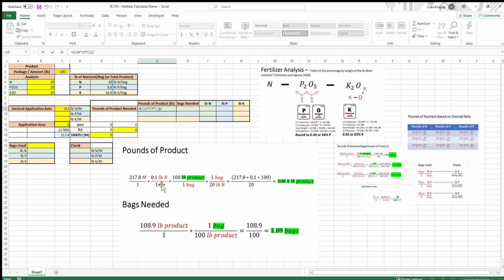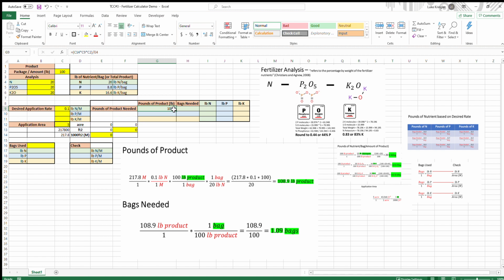So we look in the denominator, and it's a 20 pound of nitrogen in the denominator. So we look, where can we find a 20? And it's here in pounds of nitrogen per bag or amount of fertilizer. We simply click that cell, and then when we hit enter, we are given the pounds of product that we will need.